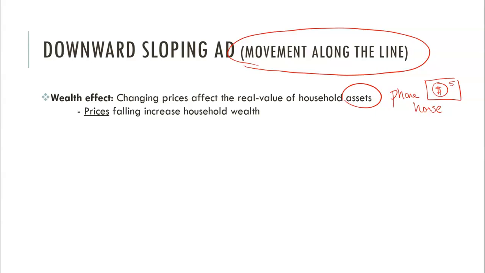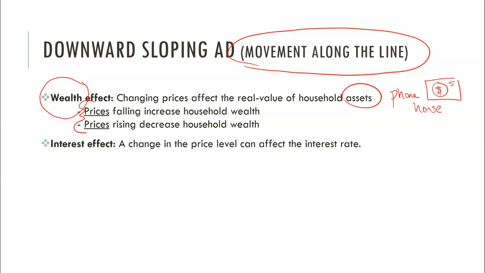So prices falling increase household wealth. Prices rising decrease household wealth because the assets you have are fixed. The value is already determined. It's something you currently own. And so when prices of other things change in the economy, it affects your relative overall wealth. And in this case, wealth is the value of all the stuff that you own. So your checking account, your house, your phone, all of the things that you have. And so when prices change, it's going to affect household wealth.